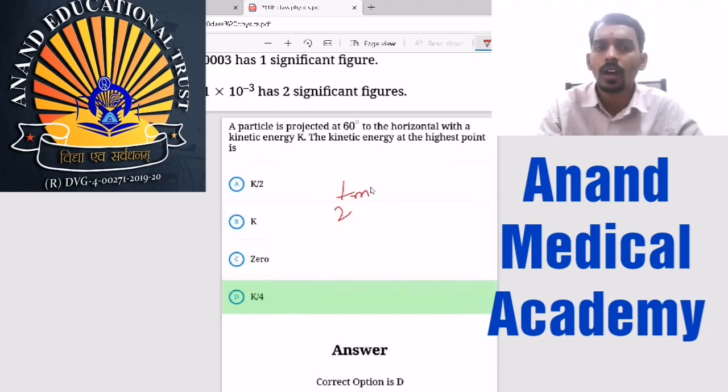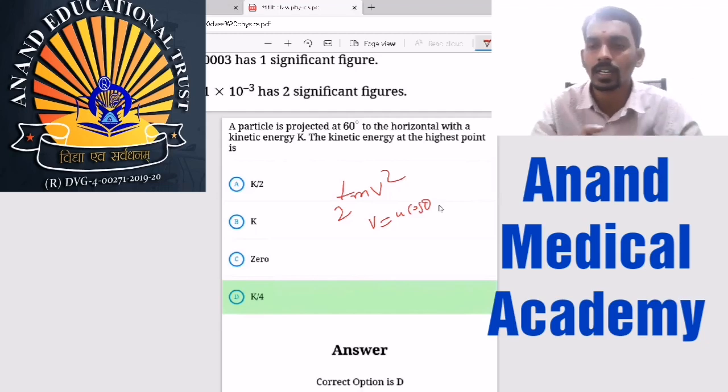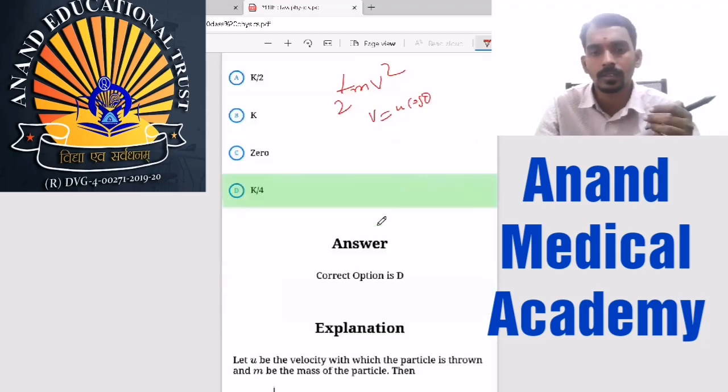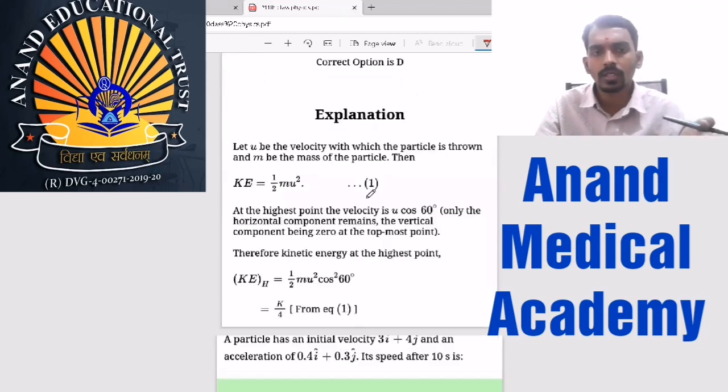Kinetic energy means what? Half mv square, where v is the velocity. Velocity at the highest point means u cos theta. So if you studied and if you understood the conditions, quantities and relations of projectile motion, then you can get it. Because at the highest point, only the horizontal component will be there, that is u cos theta, like that. Now, here the solution is given.